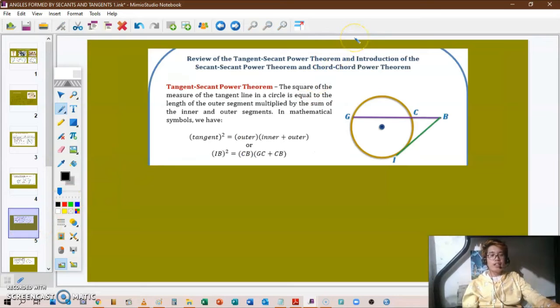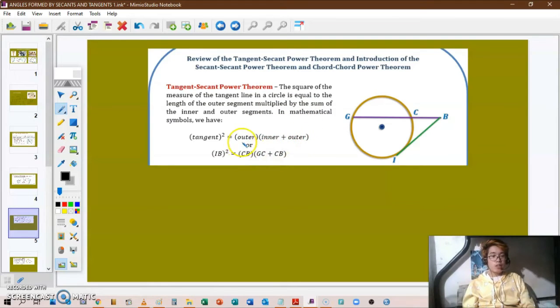Then let's review the tangent secant power theorem. We're just doing all the theorems first, and then later we're going to dive right into the problems. According to the tangent secant power theorem, the square of the measure of the tangent line in a circle is equal to the length of the outer segment multiplied by the sum of the inner and outer segments.